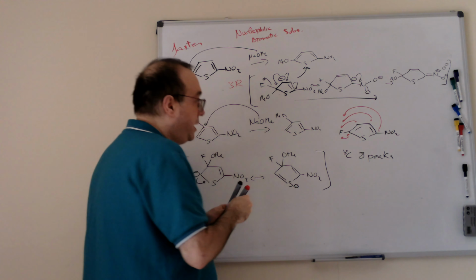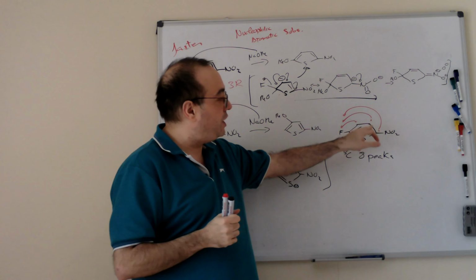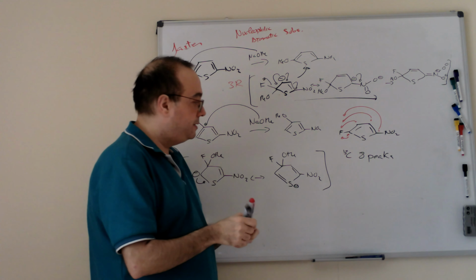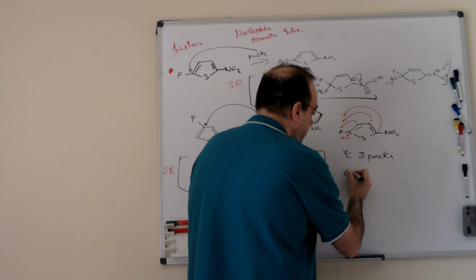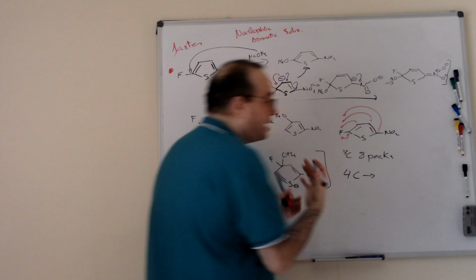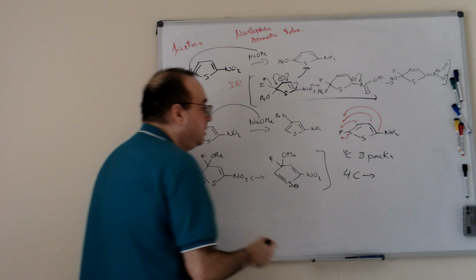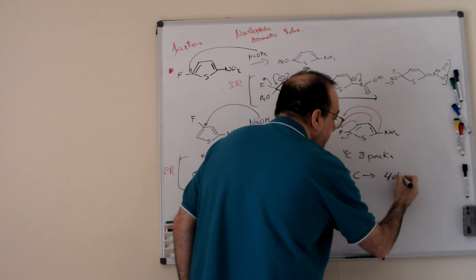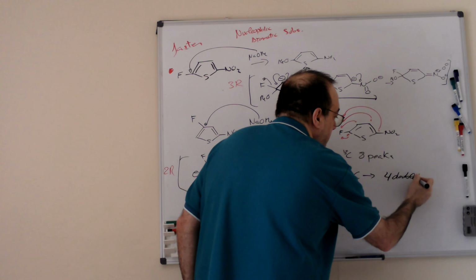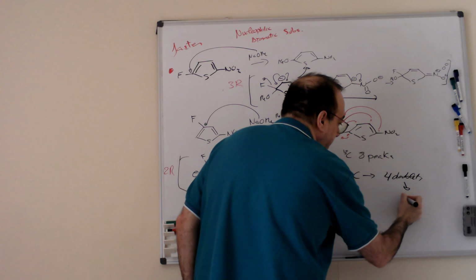That means that we have 1, 2, 3, 4 different carbons, and each one is coupling with the fluorine. That means that what we will have is 4 doublets. That means 8 signals.